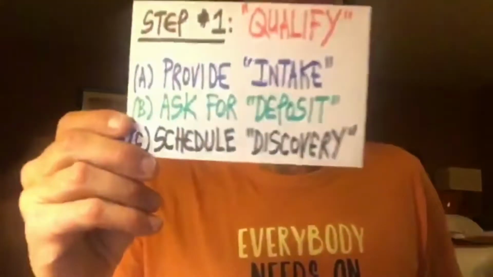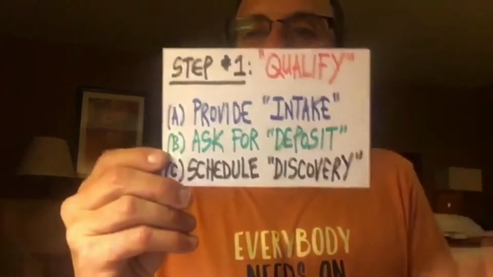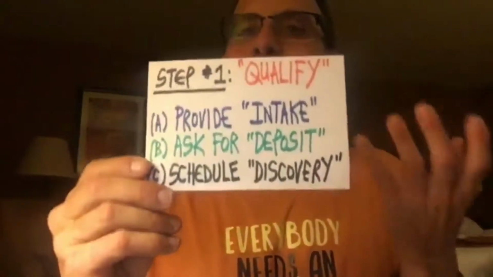Step 1, qualify. You have to qualify the candidate. Don't call them a prospect. Don't call them a lead. I don't think that's honoring them. Okay? You want to provide an intake or an application.